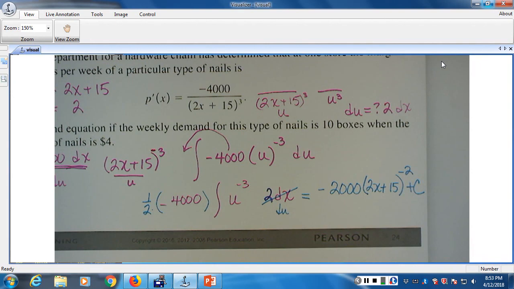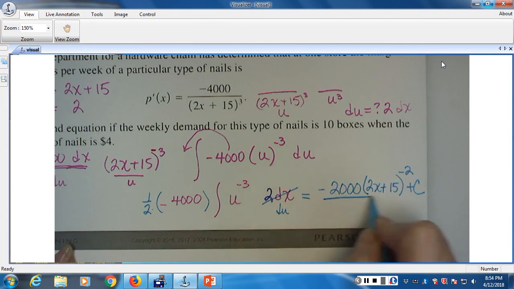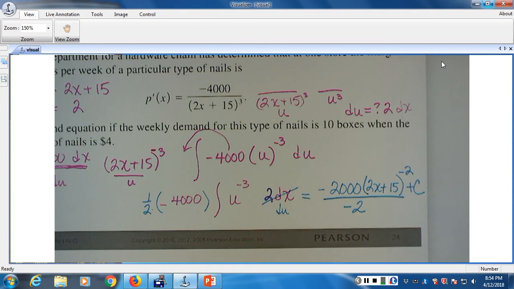So is everybody with me so far? Okay. It is over negative 2. It is over negative 2. I think you're going to do great on the next test, because you're catching it now.